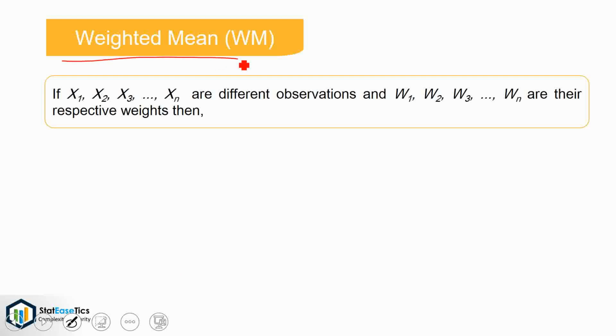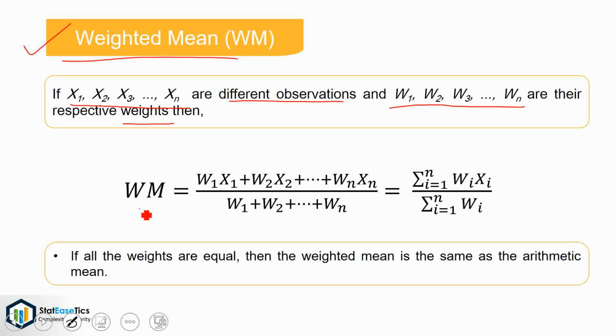Weighted mean. When different observations are to be given different weights, arithmetic mean does not prove to be a good measure of central tendency. In such cases, weighted mean is to be calculated. So if x1, x2, x3, xn are different observations and w1, w2, w3, wn are their respective weights, then weighted mean is equal to w1x1 plus w2x2 plus up till plus wnxn divided by w1 plus w2 plus up till plus wn, which is equal to summation i equal to 1 up to n wixi divided by summation i equal to 1 up to n wi.